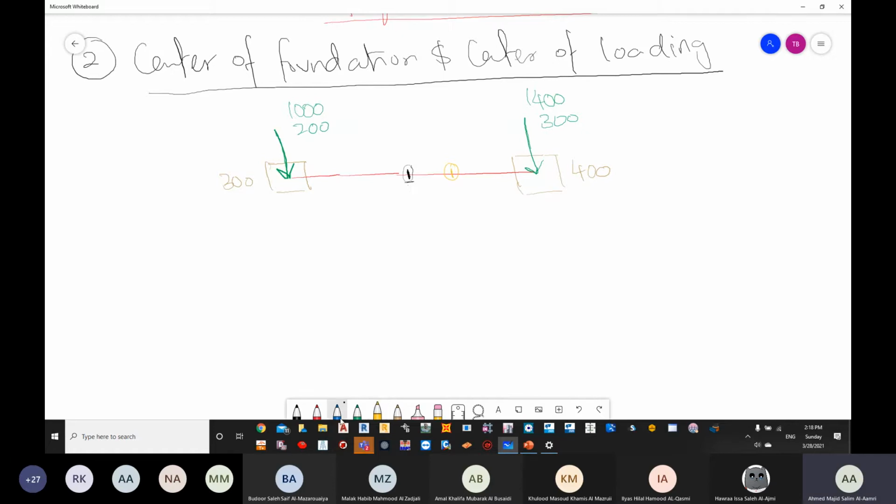Now, if both of them are equal, I can say that since this is 3 meter, then this is going to be 1.5 meter, and this is going to be 1.5 meter. That's if it's in the center. Do you agree if it's in the center? Okay. Now, what if it's not in the center?